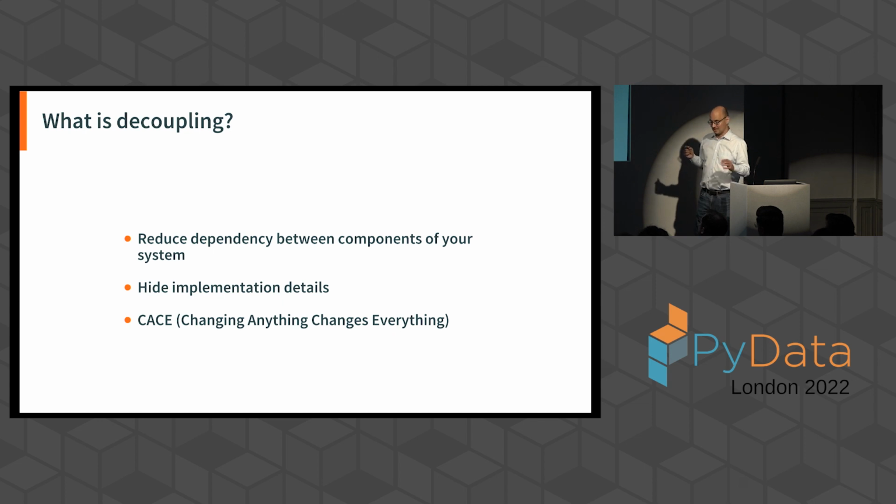And decoupling is the paradigm to reduce the dependency between components of your architecture. It allows you, with interfaces, to hide implementation details of the peripherals. So these peripherals can change without impacting the core of your problem. And this also helps you to break CACE, which is "changing anything changes everything", a problem particularly prone to machine learning.